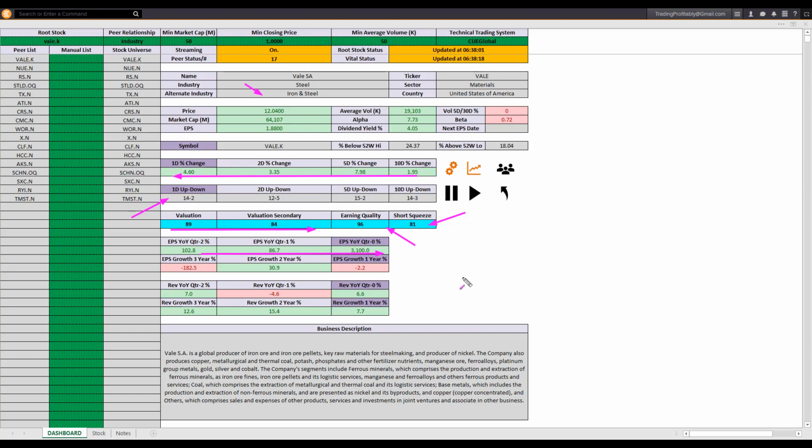Fundamentally, it is an undervalued stock with earnings growth. Technically, it is giving a breakout trade candidate and the industry is strong. Vail is therefore giving another 360 degrees breakout candidate. Vail is not the only steel stock that is giving a breakout trading opportunity.